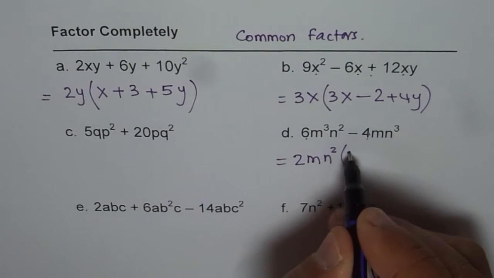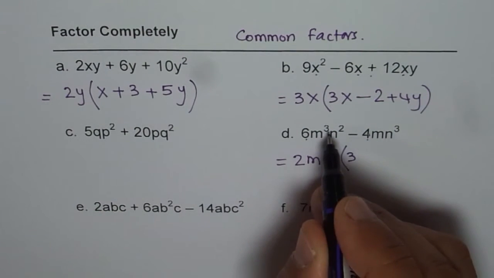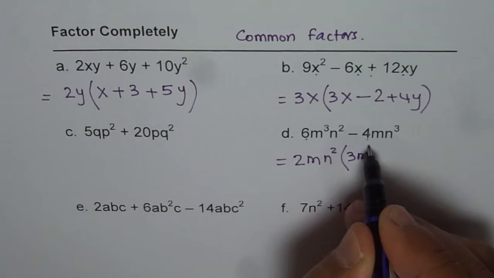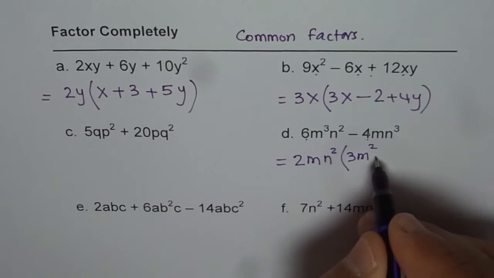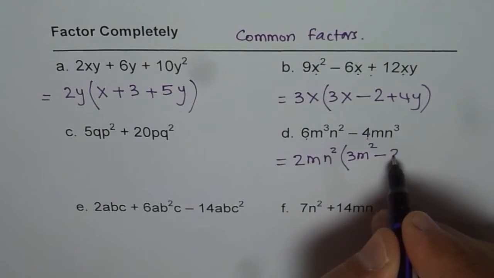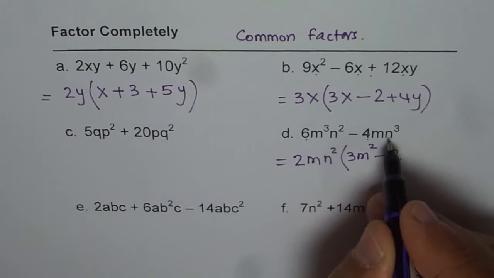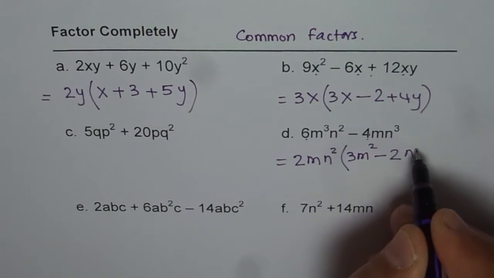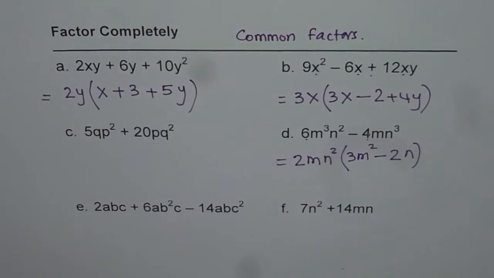6 divided by 2 is 3, m cube divided by m is m squared, and n squared goes, minus 4 divided by 2 is 2, n squared gives us 2n. So that becomes our answer, correct? So that is how we factor. Let me do one more for you.